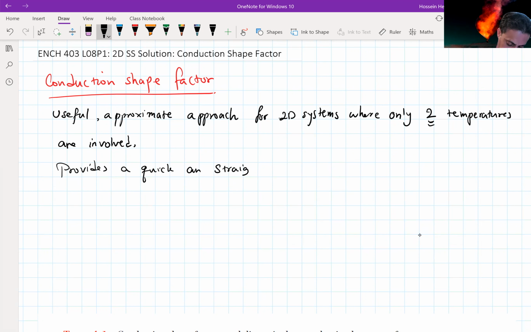So let's say L is much greater than D. The relationship for S is going to be 2πL divided by the inverse hyperbolic cosine of 2Z divided by D. If I read that from the table, now I can replace and get the value of Q, which is k, 2 watts per meter Kelvin.